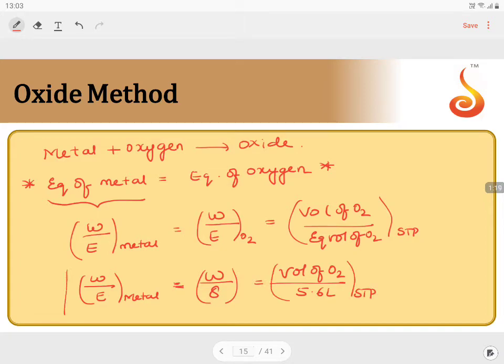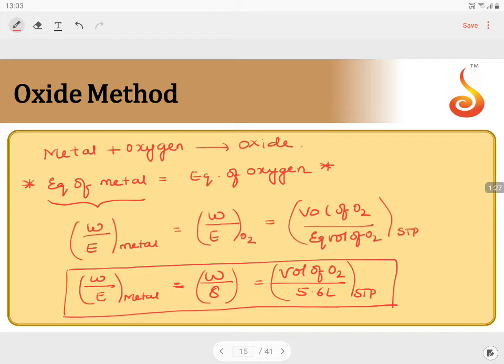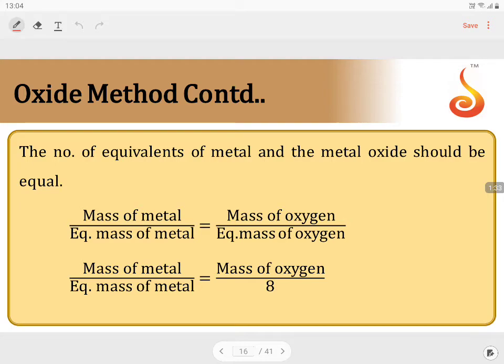So we can take the data: weight by equivalent weight of the metal is equal to weight by 8, which can also be written as volume of oxygen by 5.6 liters at STP. So the formula which can be given for the oxide method is number of equivalents of metal is equal to the number of equivalents of oxygen, and number of equivalents of oxygen can also be equal to number of equivalents of metal oxide. We can also write mass by equivalent mass of the metal, this is related to the metal, and this is related to oxygen, and we can conclude saying this.